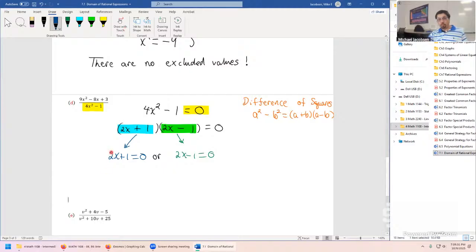They're both solved in basically the same way. On the first equation, add 1, then divide by 2. Excuse me, let me try again. Subtract 1 from both sides, and then divide by 2. So x is going to be -1/2. Or, now this one, add 1. 2x is equal to +1. x would be equal to 1/2. Those are the excluded values.